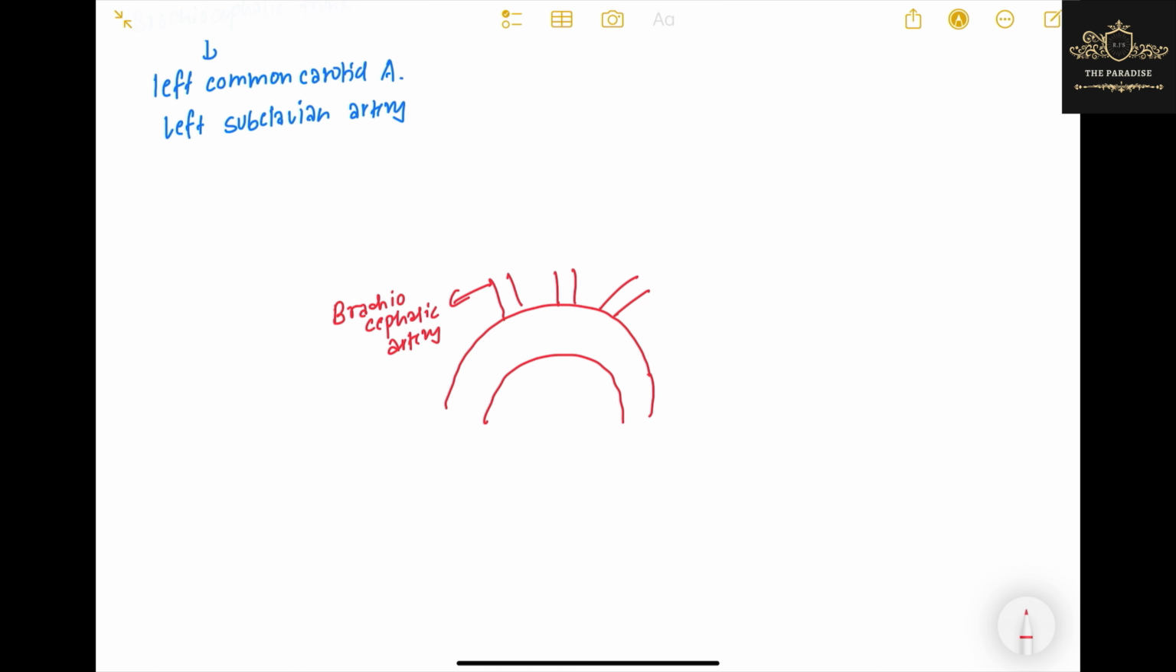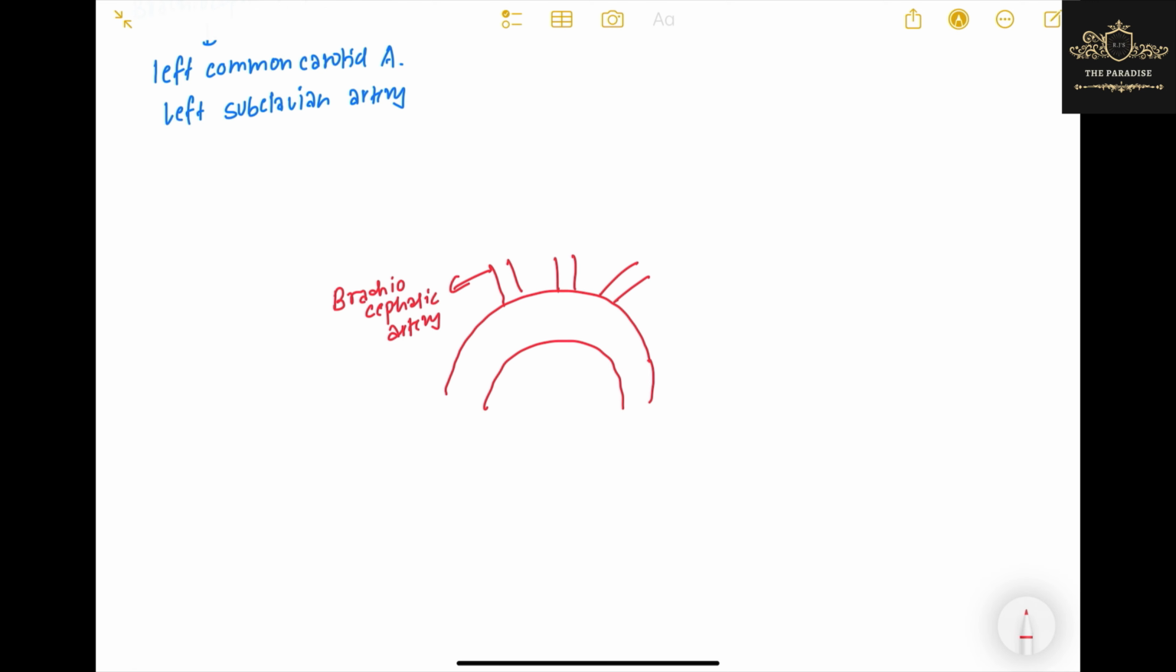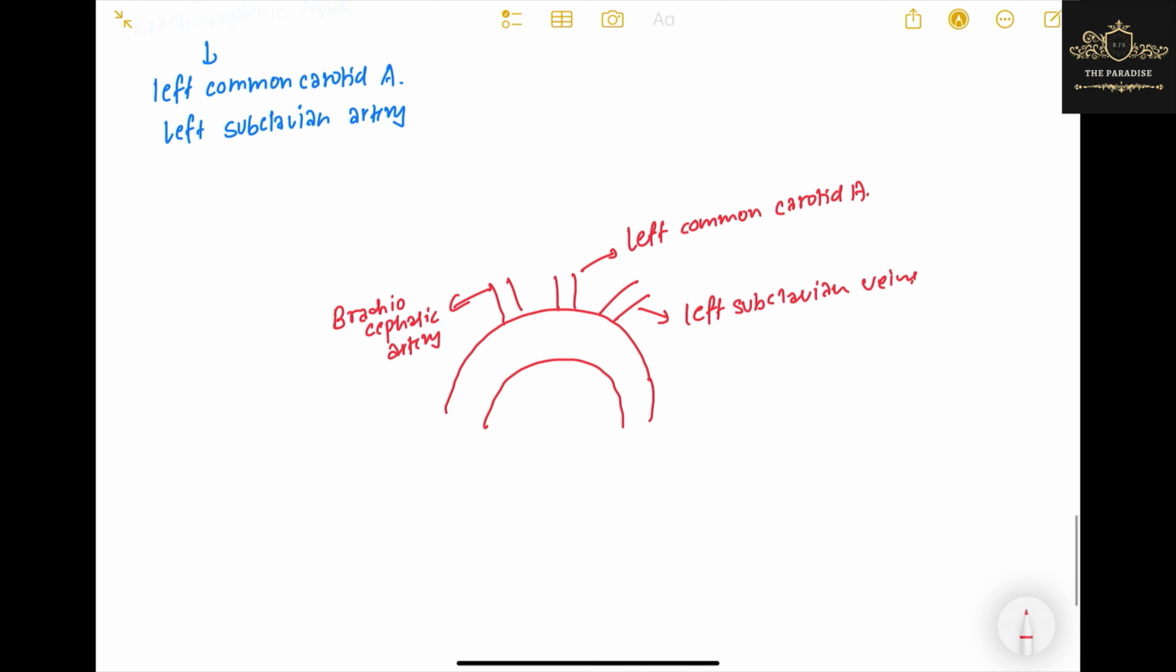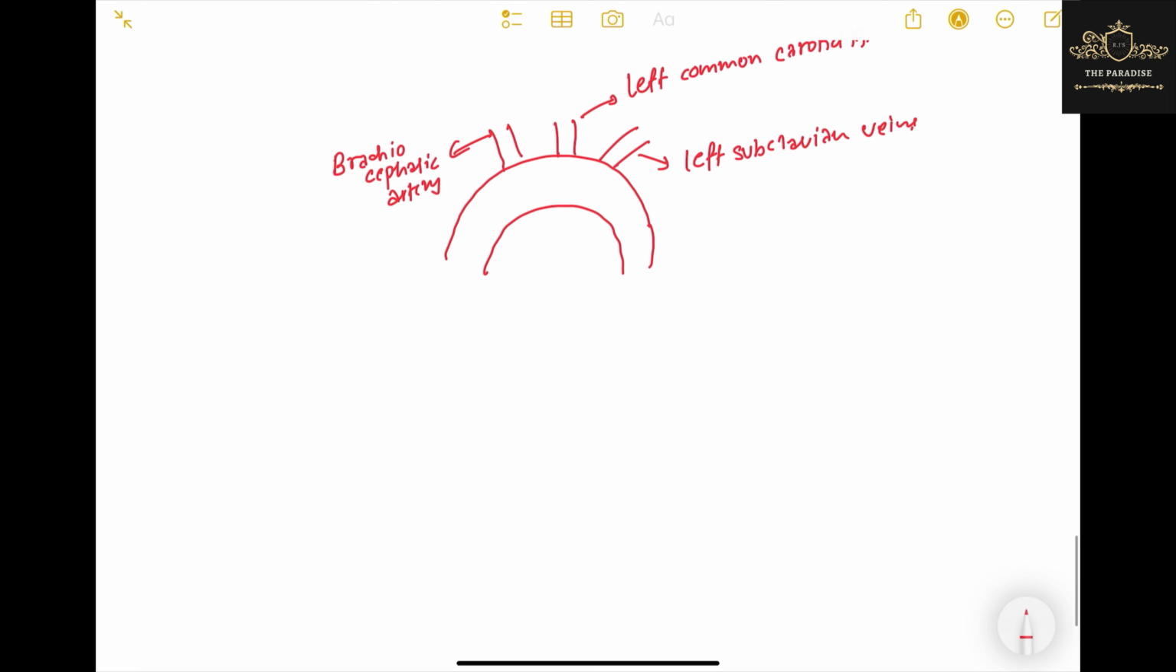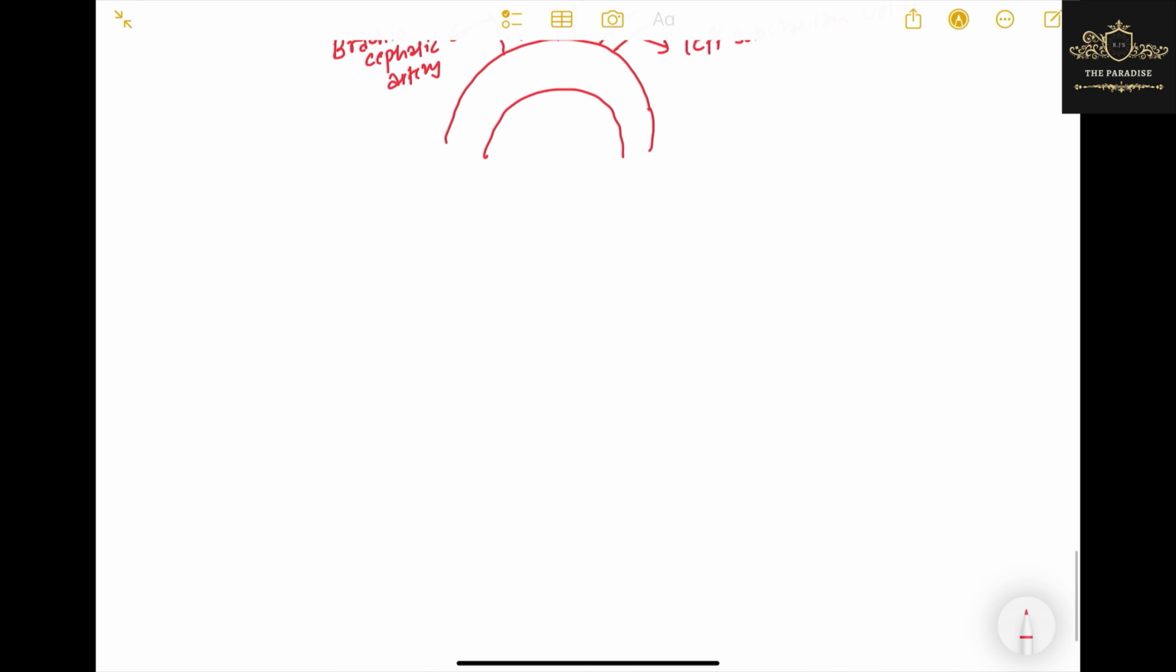It further continues to the right subclavian artery and a branch that is called the right common carotid artery. But on the left side, it is a direct branch, that is left common carotid artery that goes in the neck region. And lastly, left subclavian artery. Clear? Next is anterior mediastinum.